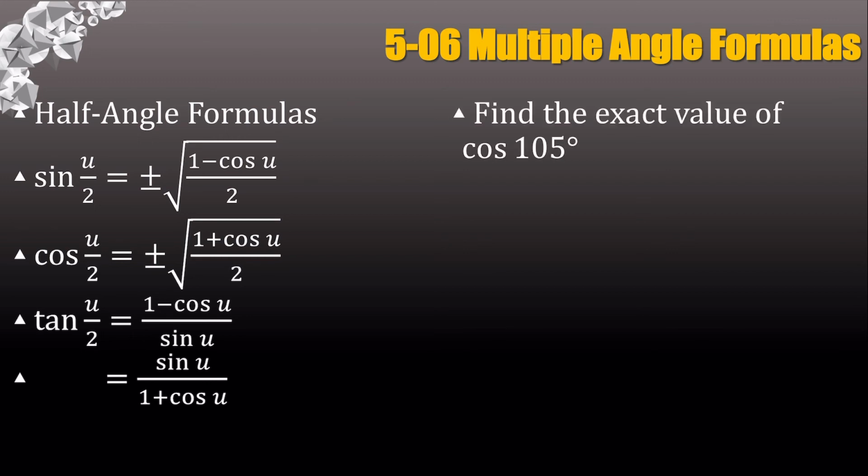Let's find the exact value of cosine of 105. So cosine of 105, that is not on my unit circle. However, twice that, 210, is. So we can say 105 is 210 divided by 2. All right, so it's cosine, so it's plus and minus the square root of 1 plus cosine of u, over 2. So the question is, what is u? U is this top number here, so it's 210.